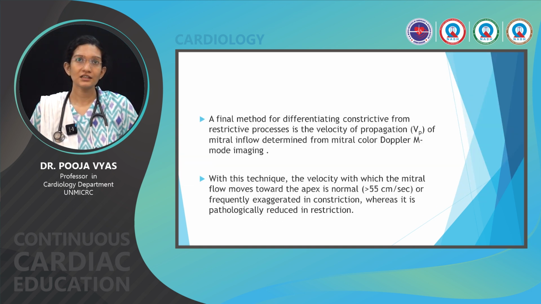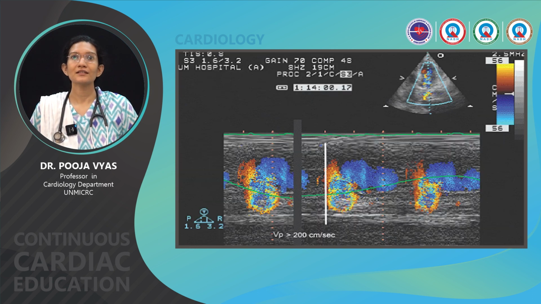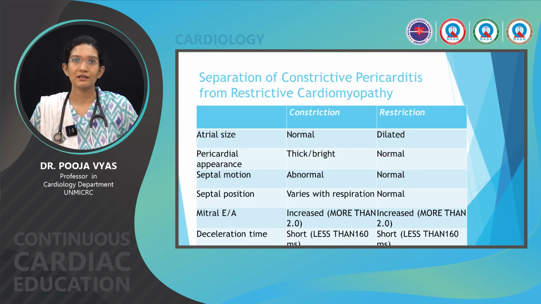And another method of differentiating is by looking at the velocity of propagation of the mitral inflow when we use the mitral color Doppler M mode imaging. If that velocity is normal or higher, it suggests constriction, while if the velocity is reduced, it suggests restrictive physiology. So in this image we can see that the velocity of propagation is more than 200 cm per second, which is suggestive of constrictive physiology. So these are various parameters to differentiate constriction from restriction.